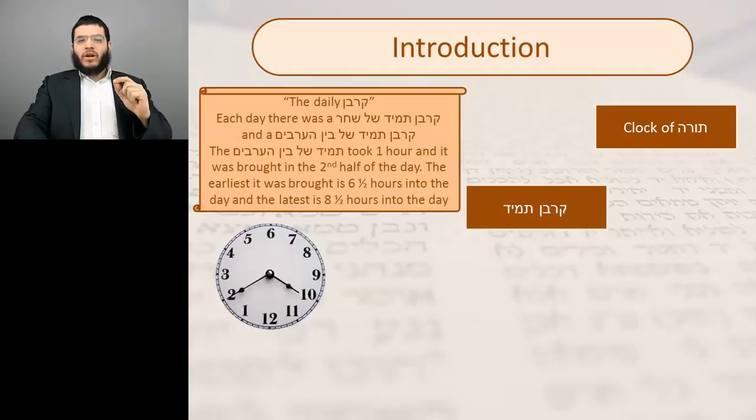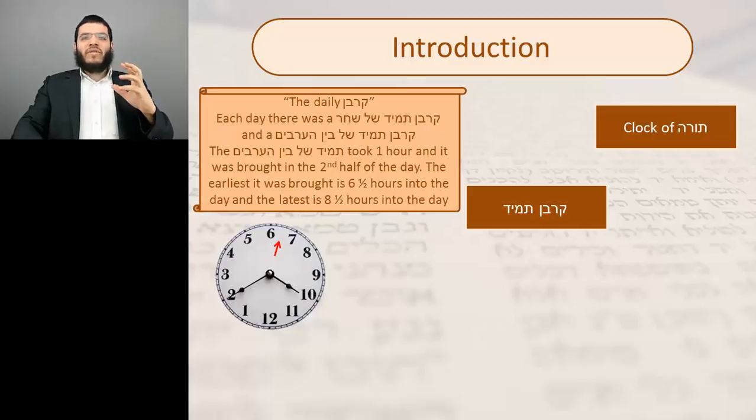So the korban tamid shel bein arbaim took 1 hour and it was brought in the second half of the day. The earliest it was brought is 6.5 hours into the day, and the latest is 8.5 hours into the day. There are different explanations given for why it could only be brought at 6.5 hours into the day and not 6 hours into the day. One of them is that that's when the sun already moved past the middle of the sky, so then the second half of the day is considered to have begun.